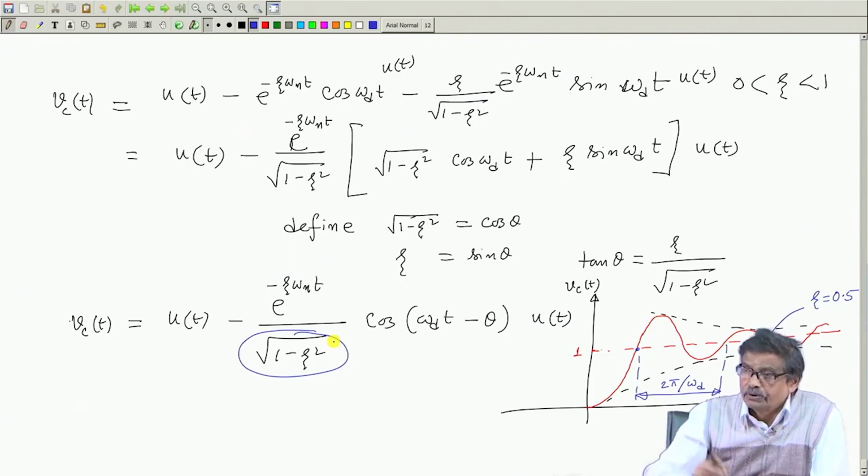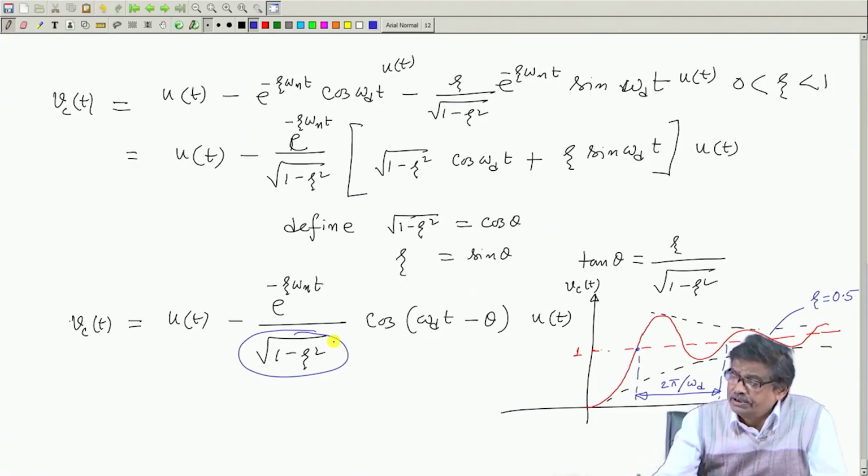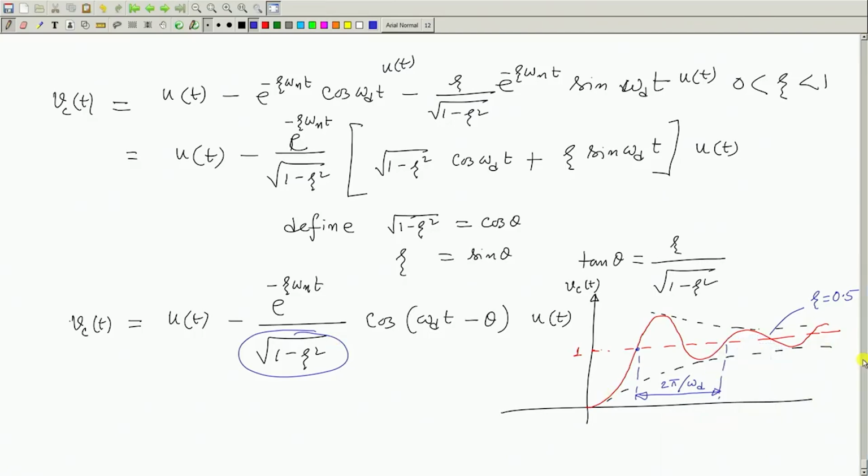the amplitude of oscillations in the underdamped case will further grow, and finally, when zeta is made 0, there will be sustained oscillations. And if zeta is equal to 1, it will be exponentially attaining this value, no oscillations, no overshoot, undershoot, and it will continue like this.